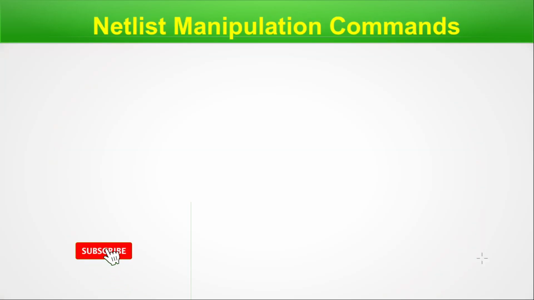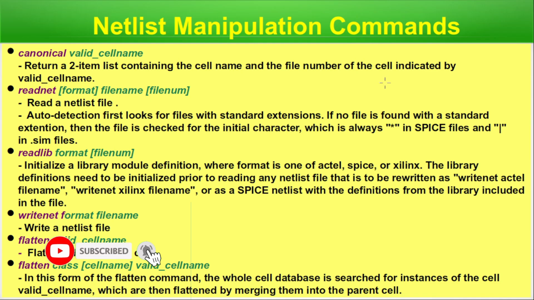Next, netlist manipulation commands. These are the second set of commands. Canonical valid cell name returns a list containing the cell name and file number of the cell indicated. Read a netlist with auto detection: first look for files with standard extensions. If no file is found with a standard extension, then the file is checked for the initial character, which is always a star in spice files, and for the type in .sim.